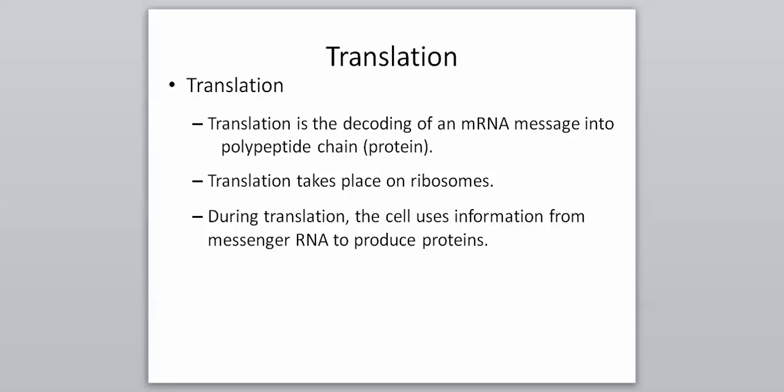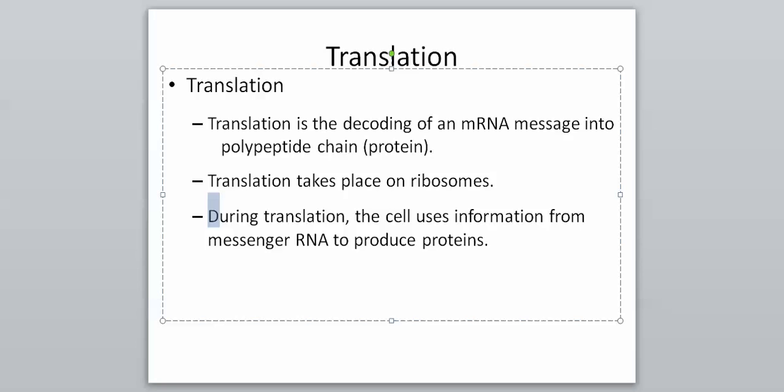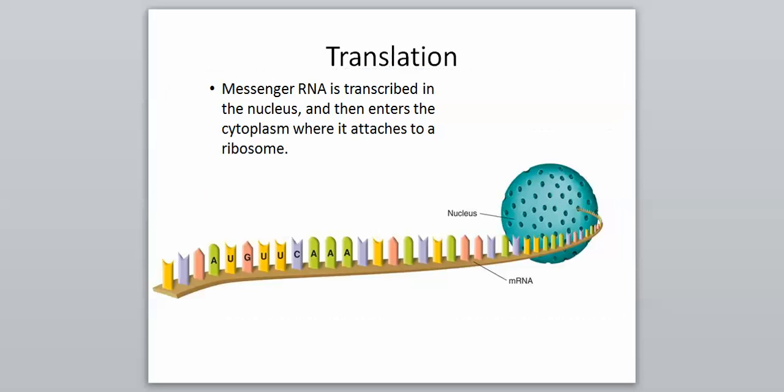Probably the best definition for translation, the easiest one to understand that gets straight to the point, is that during translation the cell uses information from messenger RNA to produce protein. That's what you're going to need to know for translation. Step by step, we're going to look at how translation occurs. The first step is that messenger RNA is transcribed. Remember, that's just making RNA from DNA in the nucleus. Then it enters the cytoplasm where it attaches to a ribosome. After messenger RNA is made in the nucleus, it is sent out into the cytoplasm where it'll meet up with a ribosome.